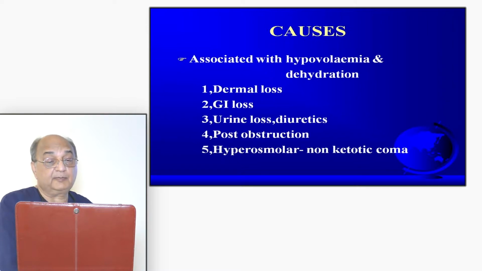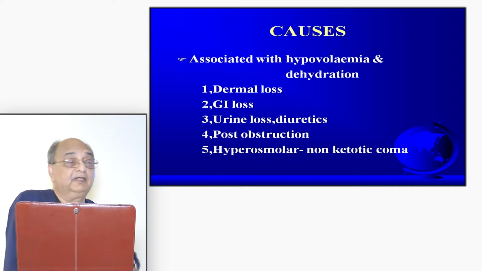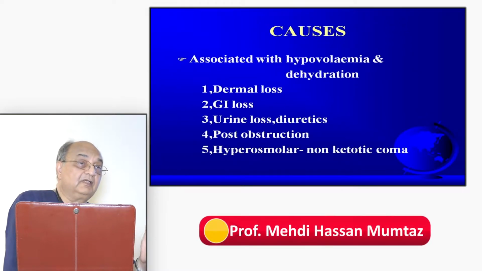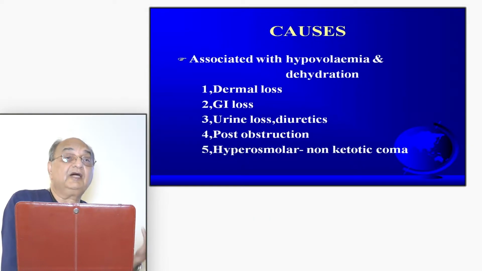Now, the causes are dermal loss from the skin, gastrointestinal loss, urine loss, post-obstruction loss, and hyperosmolar non-ketotic coma. Now there will be predominant water loss as compared to sodium. It means sodium will be retained in the body and the water will be lost. The person goes into hypernatremia.